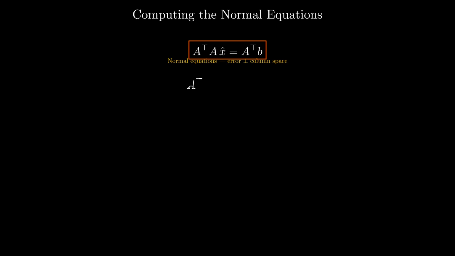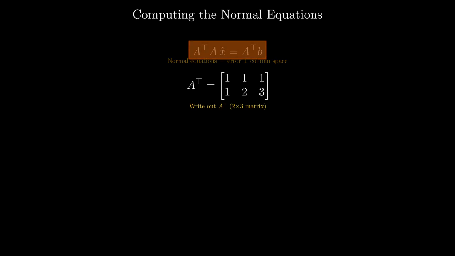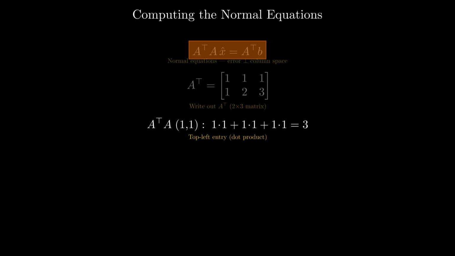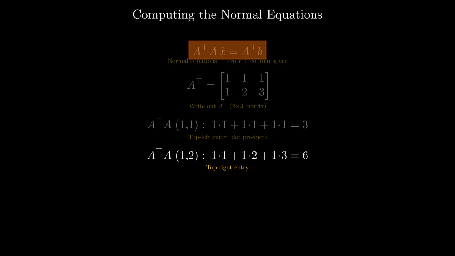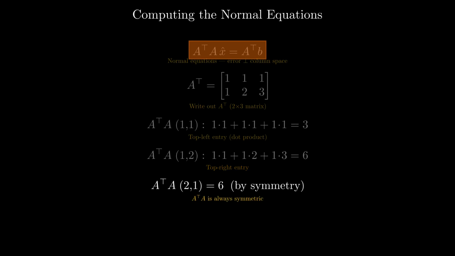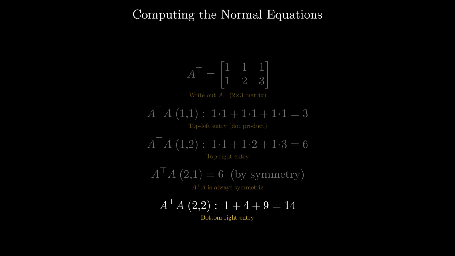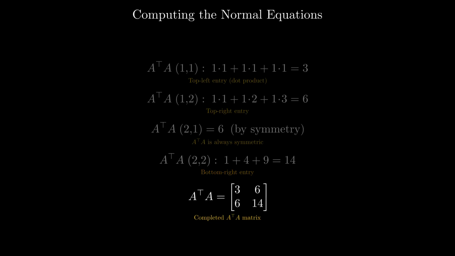Let's compute everything step by step. A transpose is the 2 by 3 matrix with rows (1, 1, 1) and (1, 2, 3). Now we multiply A transpose times A. The top left entry is 1 times 1 plus 1 times 1 plus 1 times 1, which equals 3. The top right entry is 1 times 1 plus 1 times 2 plus 1 times 3, which equals 6. The bottom left entry is also 6 by the symmetry of A transpose A. The bottom right entry is 1 times 1 plus 2 times 2 plus 3 times 3, which is 1 plus 4 plus 9, equaling 14. So A transpose A is the matrix with entries 3, 6, 6, 14.